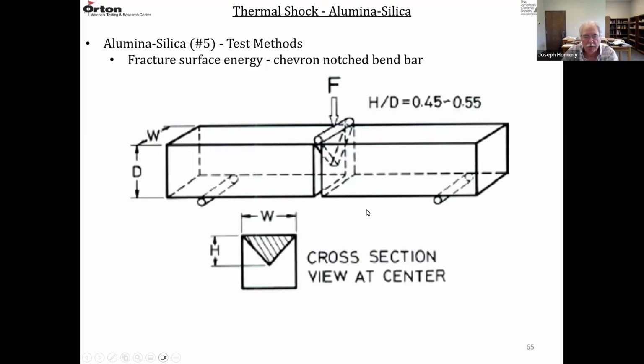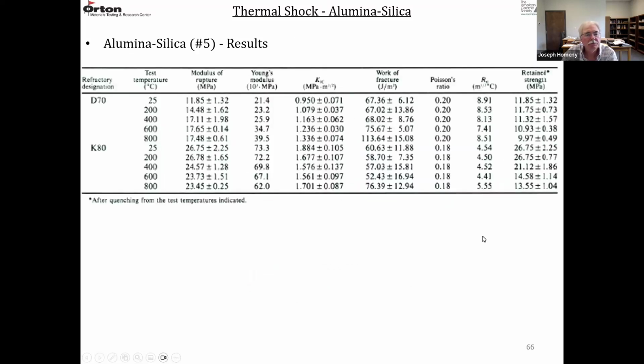So this was the configuration for the chevron notch. H, the distance from the top surface to the point of this triangle. And D is the full thickness. So H over D was approximately a half. So this diagram is pretty accurate. H is approximately half of D. So they used the chevron notch sample.